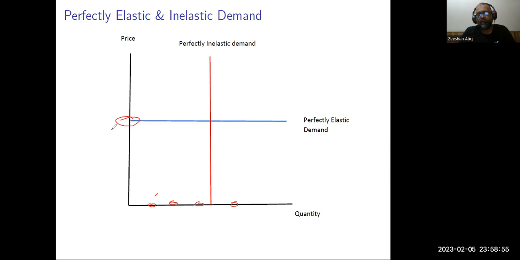In the case of the perfectly elastic demand curve, a producer doesn't have much choice to change the price. In the case of the perfectly inelastic demand curve, if you look here, the quantity remains the same. There could be any price charged by the producer, but the consumers are willing to buy just the same quantity at any price being charged by the producer. We shall be looking at different examples.